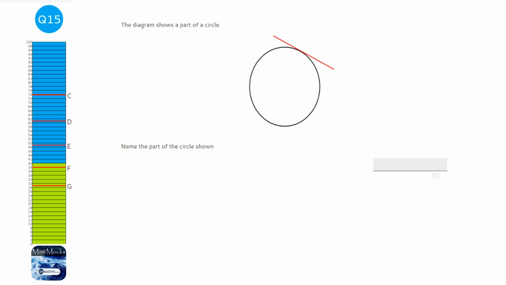Now on this question there's a line which touches the circle just at one point and it's a straight line. The name for that is tangent.